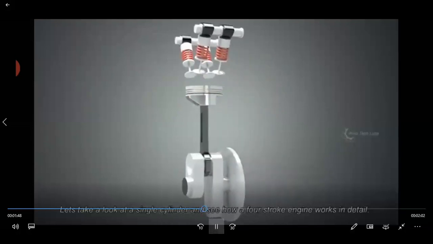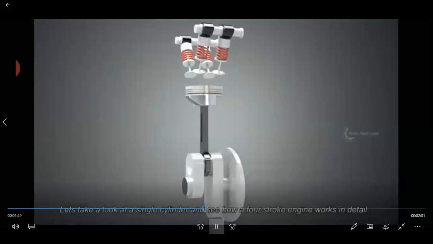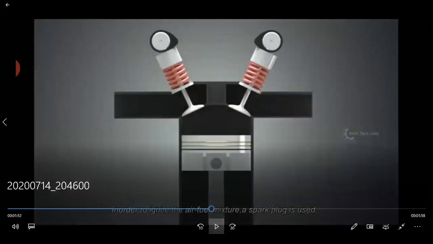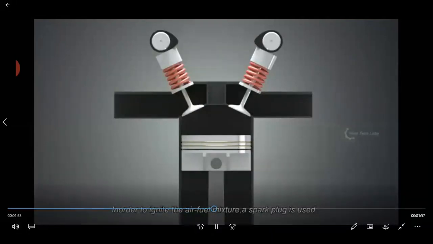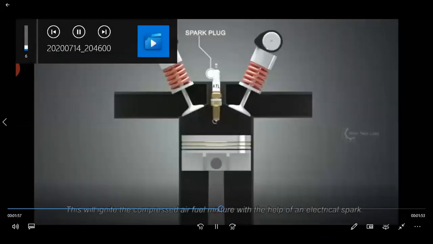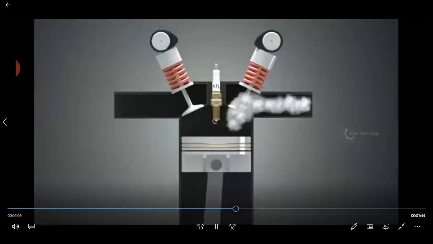Now we are taking a look at a single cylinder and how a four-stroke engine works. This is the single cylinder shown here. In order to ignite the air fuel mixture, a spark plug is used, which is fitted inside here. This will ignite the compressed air fuel mixture. See how it is working.